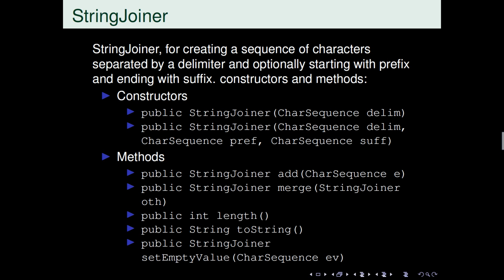And if there are no values at all, fine, you can set an empty value. What should be the string if there are no values provided at all? So that's the set empty value method.